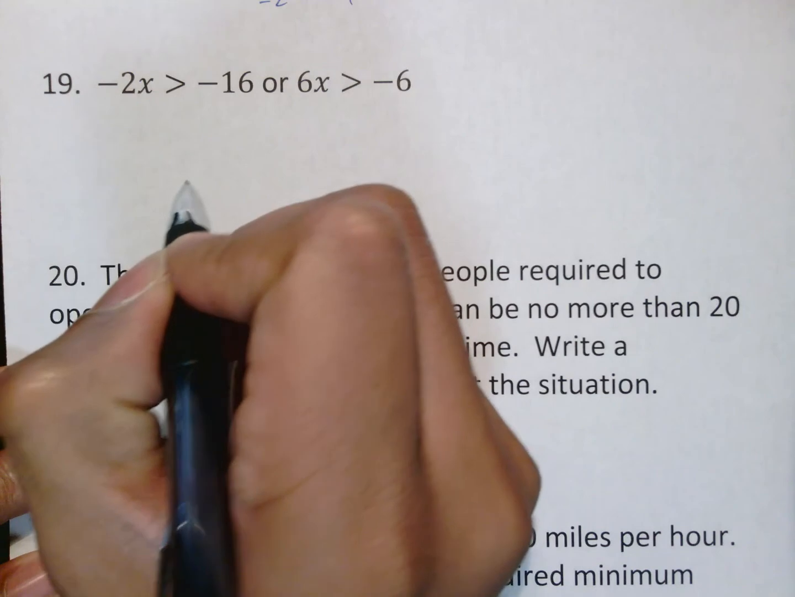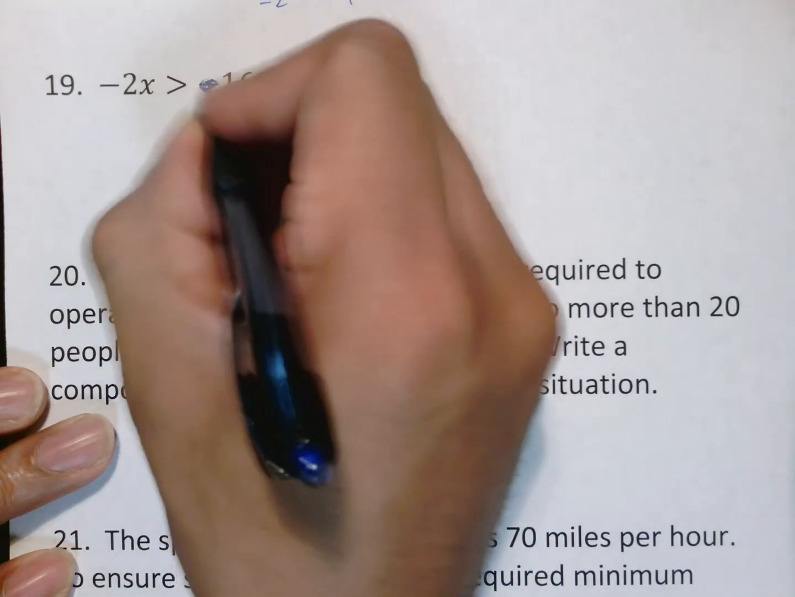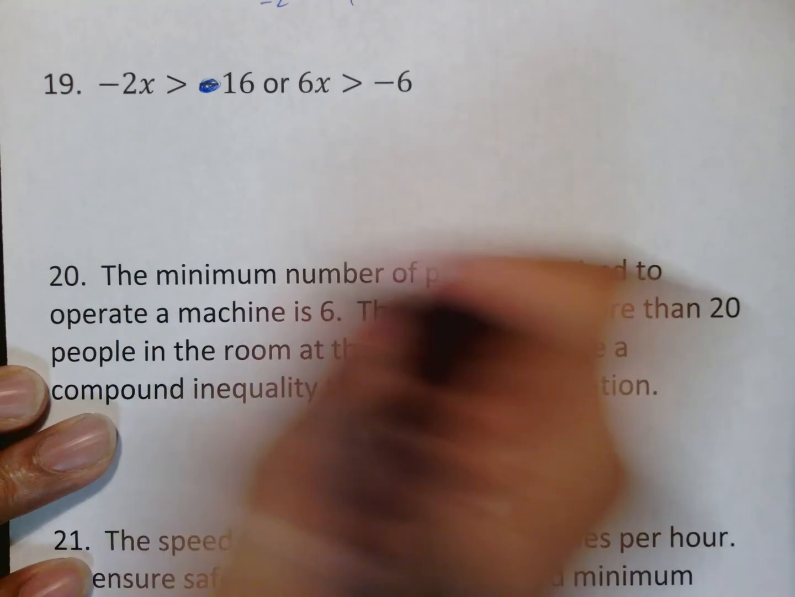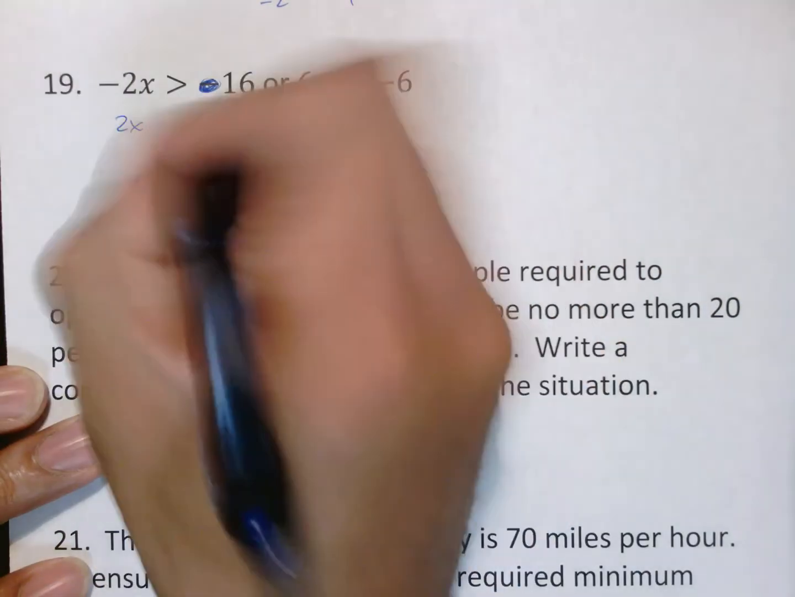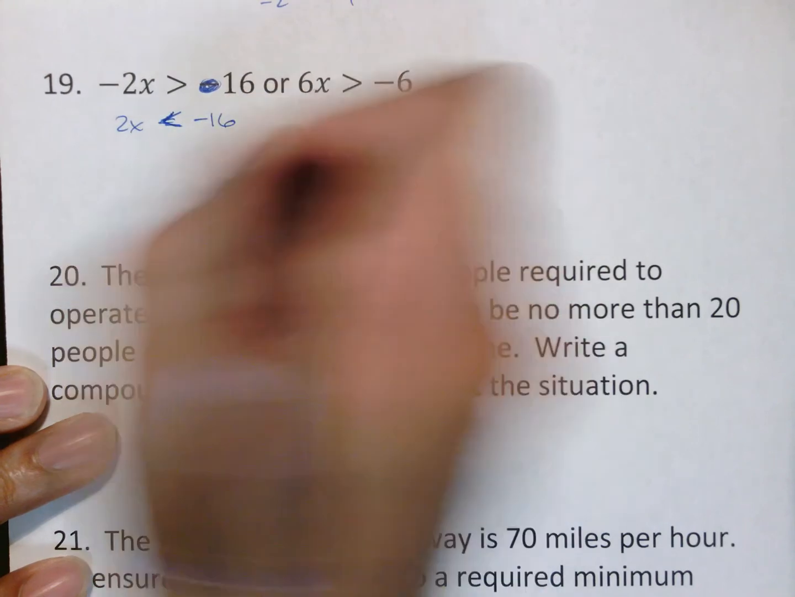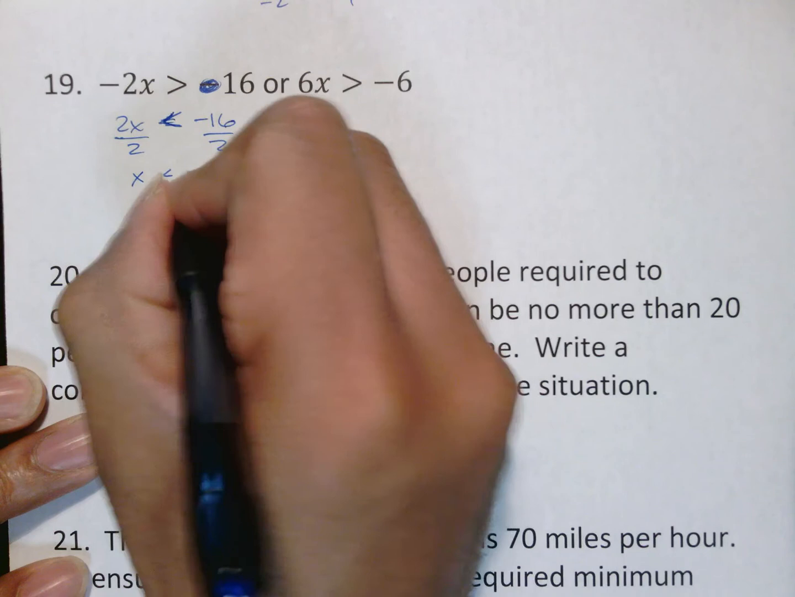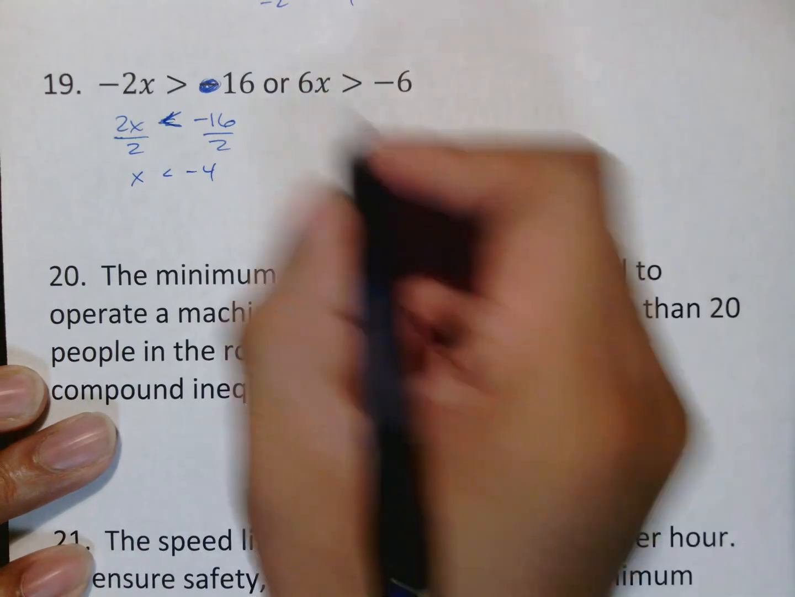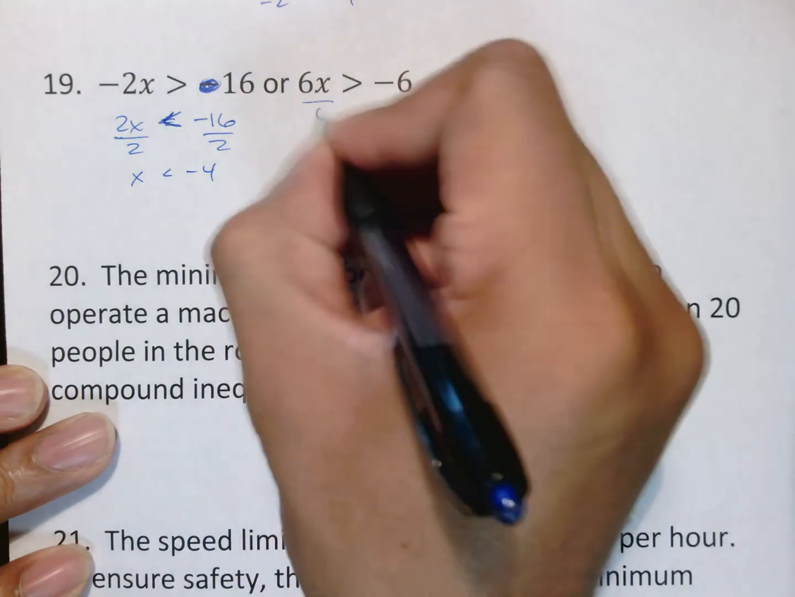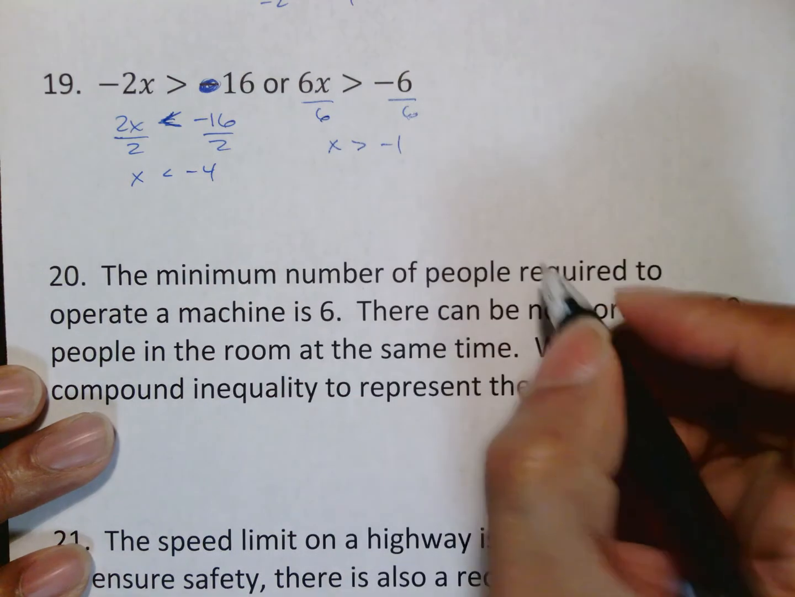Negative 2x is 16. I'm sorry, it should be a positive 16. So cross that out. So what we have to do is switch this to be 2x. Switch this to be, the other way, and then negative 16, you then divide by 2, and x is less than negative 4. Over here, again, there's nothing wrong. Leave your 6, x comes down with negative 1.